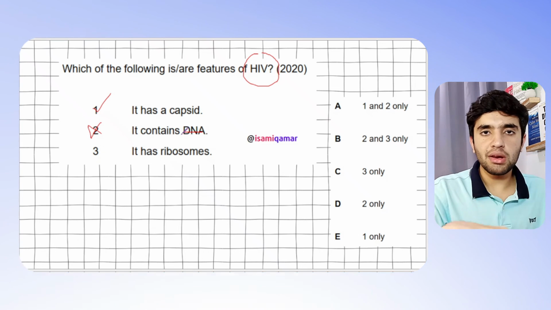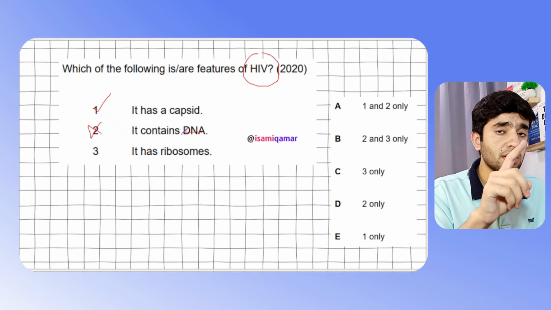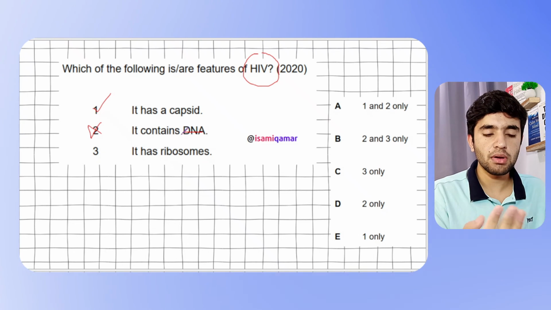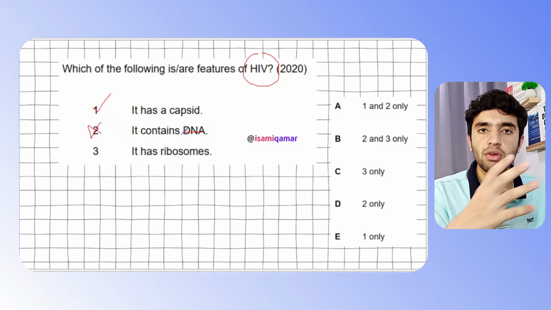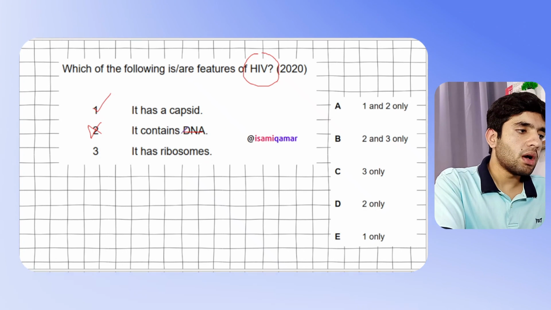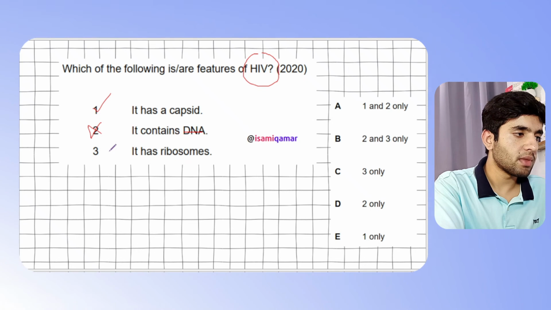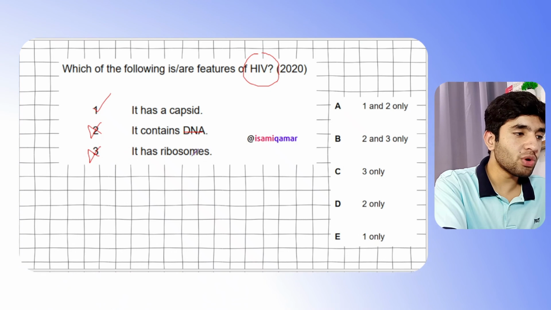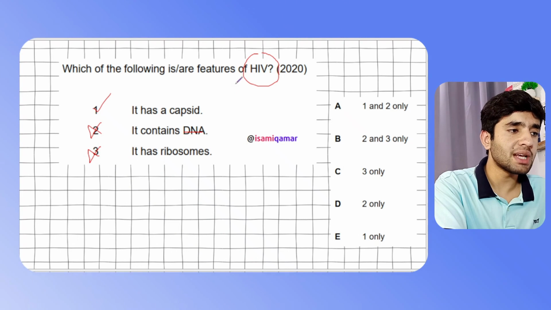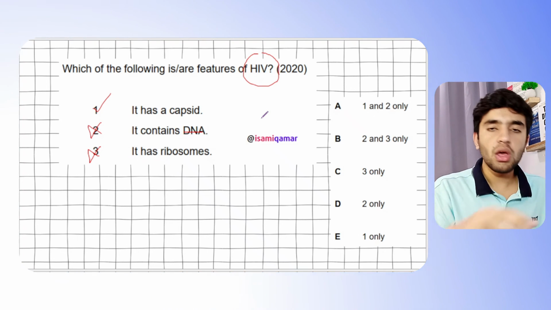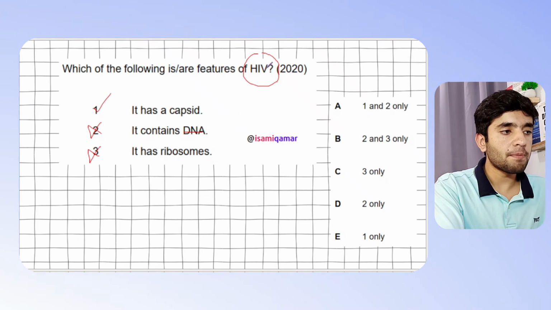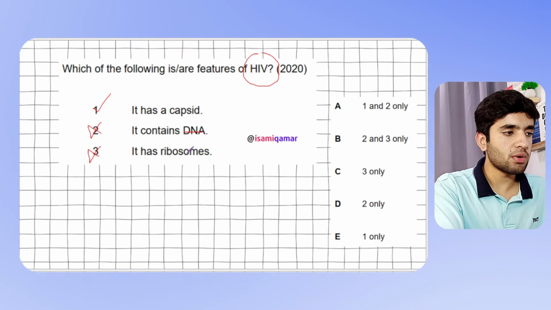Now here reverse transcription will occur. HIV has RNA, and it will reverse transcribe into DNA, and then it will form all the viral components it needs to survive and make more new copies. So 3, it has ribosomes? No, it doesn't have ribosomes. If it did, it would be far more dangerous, because HIV utilizes the ribosomes of the host helper T cells. So it uses the ribosomes of the host, not its own. So only option 1 is true.